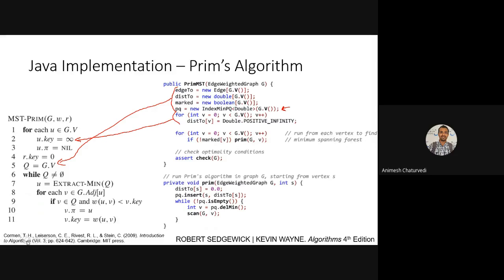And how will it be created? It will call Prim's G comma V again. What is in that Prim's G comma V? So this Prim's G comma V belongs here.